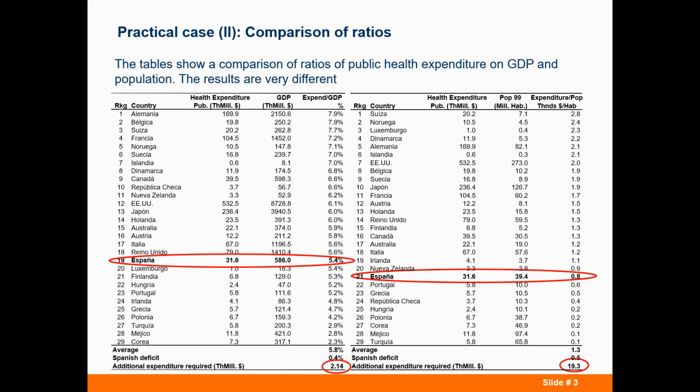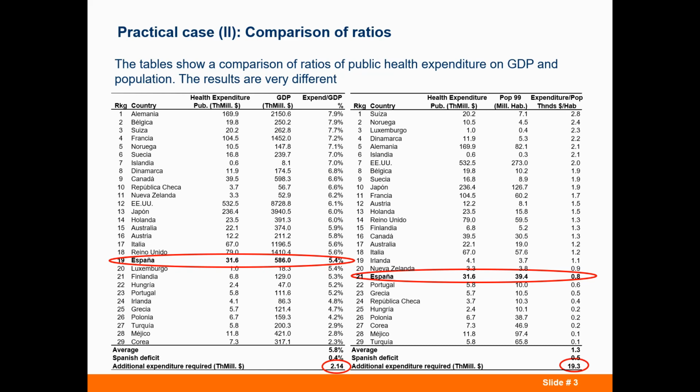Tables show a comparison of ratios of public health expenditure on GDP in the case of the first table, and population in the case of the second table. The results are very different. In the first case, Spain is in the 19th position with a ratio of 5.4% of GDP. The distance to the average of these countries is 0.4 percentage points, so the additional expenditure required would be around 2,000 millions, not so much.